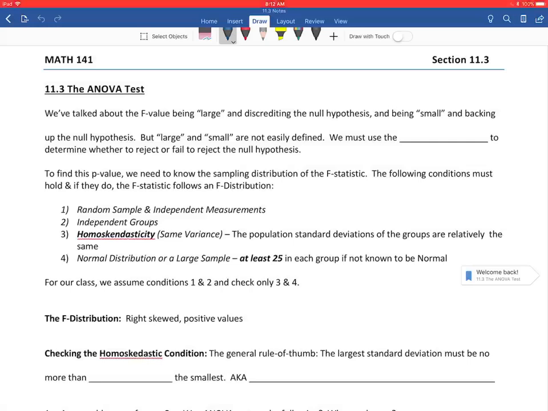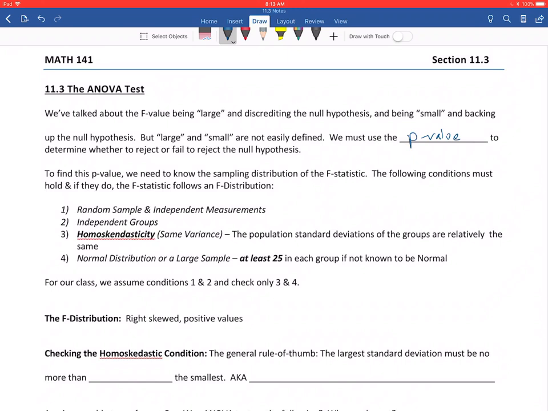Section 11.3, the ANOVA test. So we've talked about the F value being large and discrediting the null, and being small and kind of backing up the null hypothesis. But just like in our other tests, large and small are not easily defined. So we use the p-value in order to determine whether we're going to reject or fail to reject that null hypothesis.